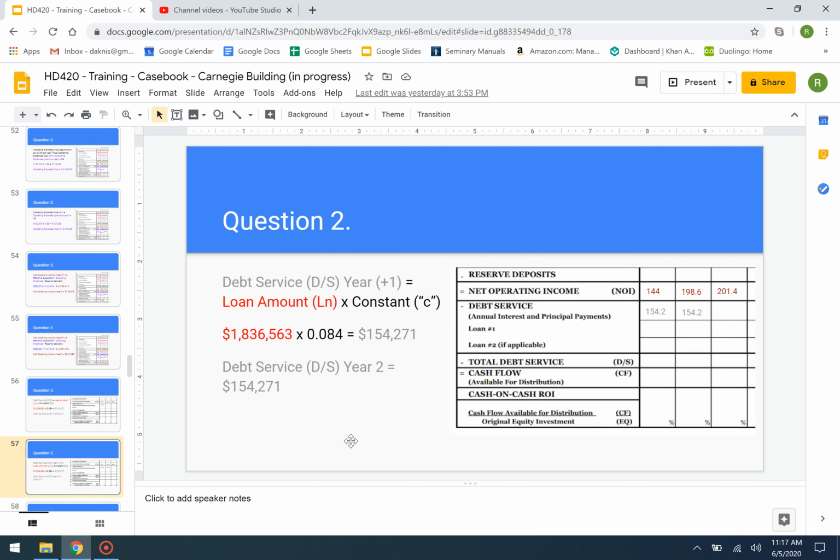Now, here's the thing. It's not really going to change because you're still going to be paying the same thing. It's just going to be the same loan amount times the constant. So year 2 is going to be the same thing. Plug it in there. Same thing with year 3. You're taking the same loan amount. You've got the same constant. You're making the same payments. So 154 goes in right there.